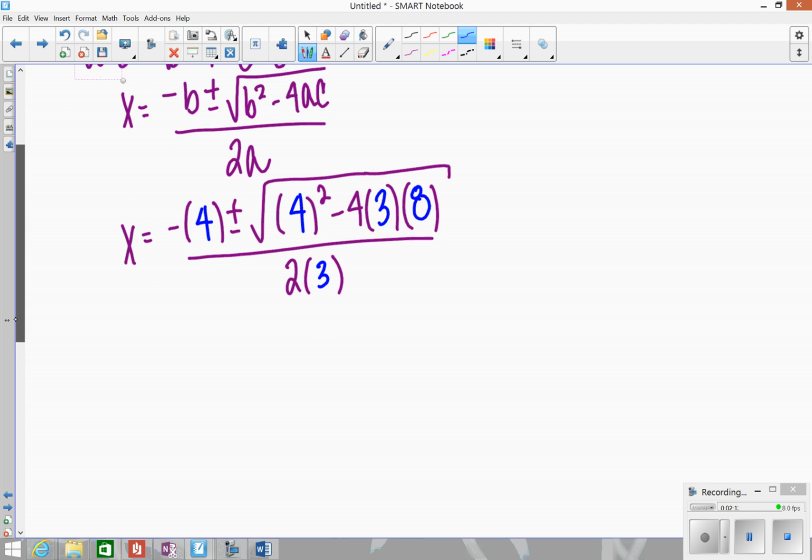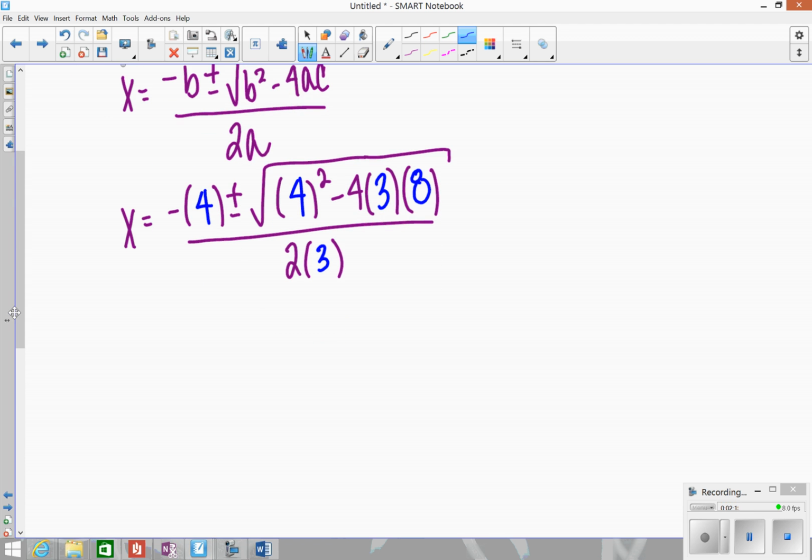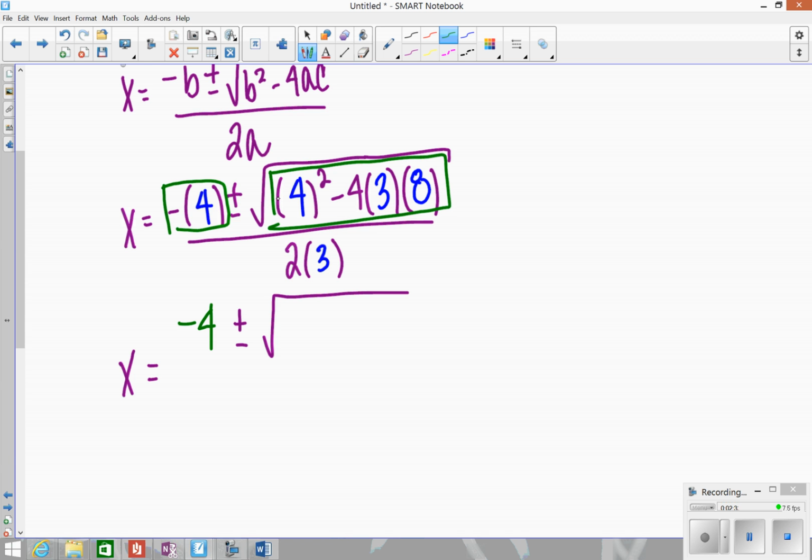So now from here, we simplify in 3 parts. So we have this part here first. So negative times 4 is just going to be a negative 4. I'm going to keep this x equals out in front. Keep the plus or minus, keep the square root. Next thing we're going to simplify is underneath the square root.